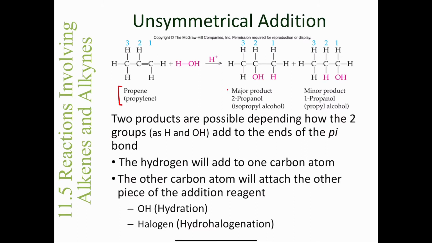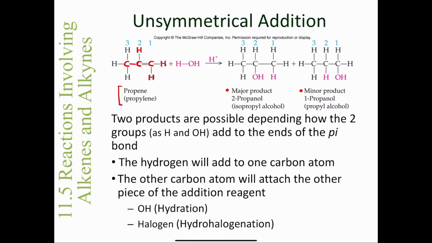I form the major product, 2-propanol, and I form a minor product, 1-propanol. And the reason why I form two products is because the two carbons involved in that double bond are different. One of them has two bonds to hydrogen. The one that's labeled number 1 has two bonds to hydrogen, whereas the one that has the 2 above it has a bond to hydrogen and a bond to carbon. So these two carbons are different. And what that means is that they're going to react differently. And we'll look at that in more detail.